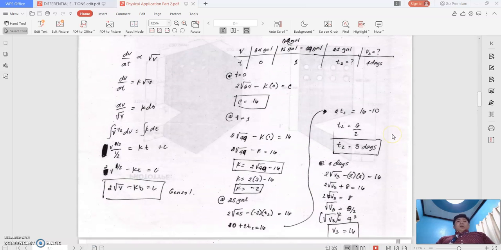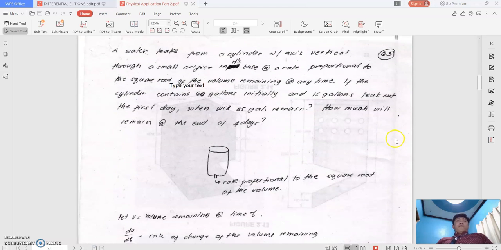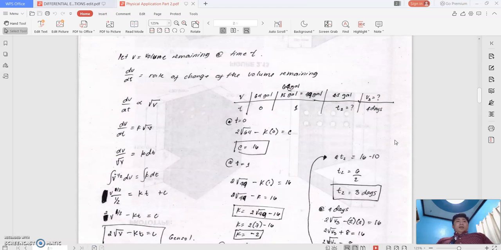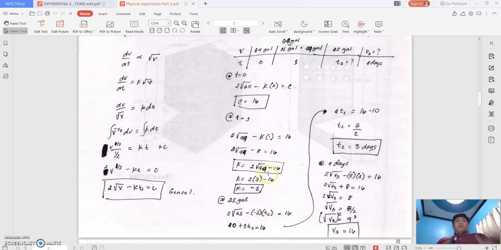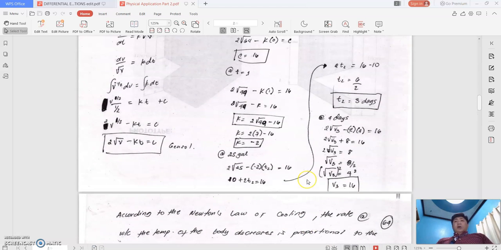Okay, so I think that's it for this problem. Okay, see you in the next problem, which is about Newton's law of cooling.